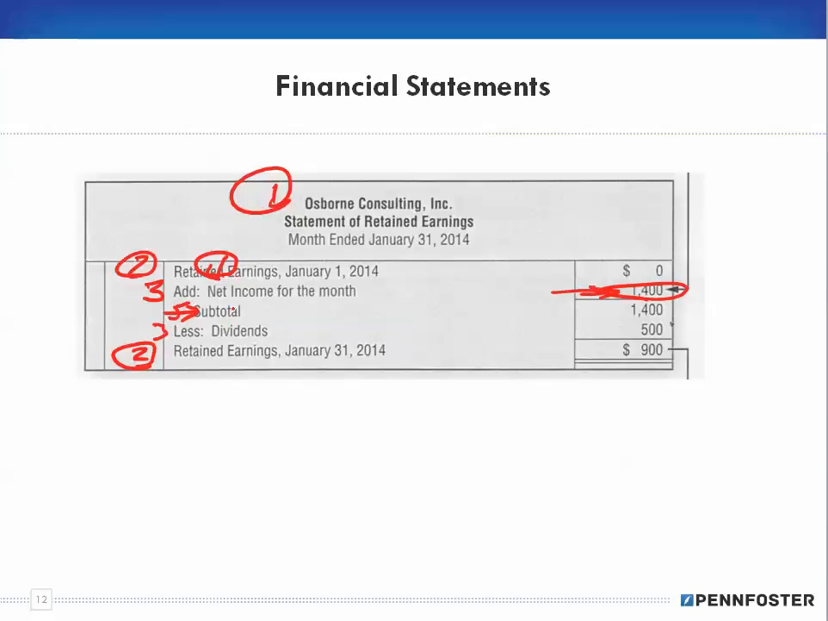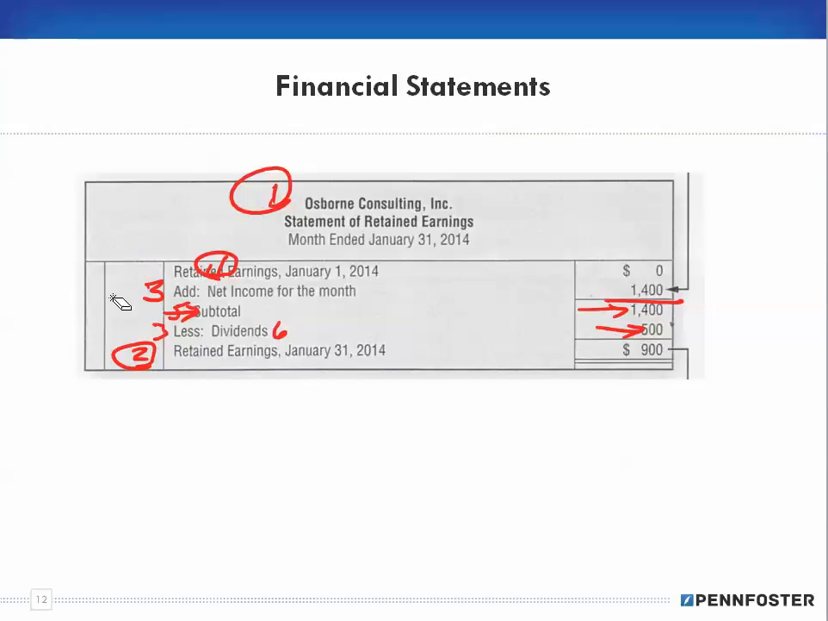And then number 5, notice that this is indented. Number 5, I write the word subtotal. I draw an underline because there's a mathematical calculation there. And I put in the total. So 0 plus 1,400 gives me 1,400. Then the next thing I do is I write the word dividends. So that's like number 6 in the process. And I write in whatever the amount of the dividends are.